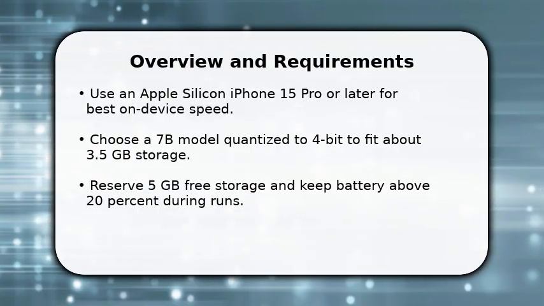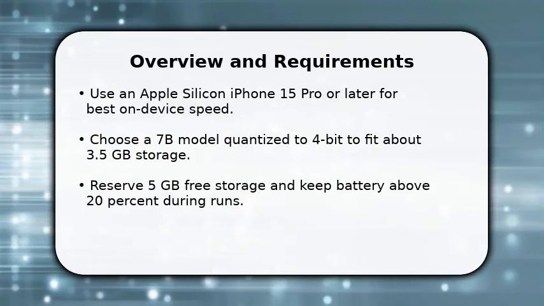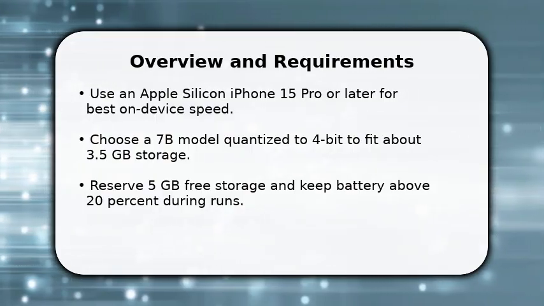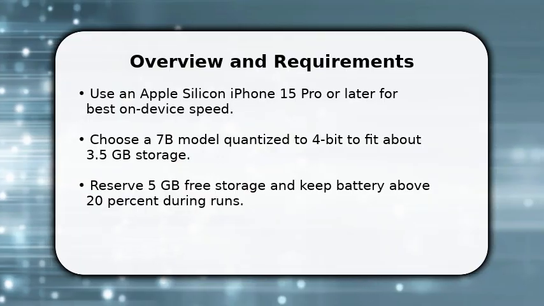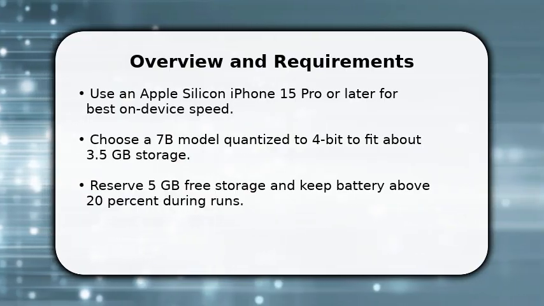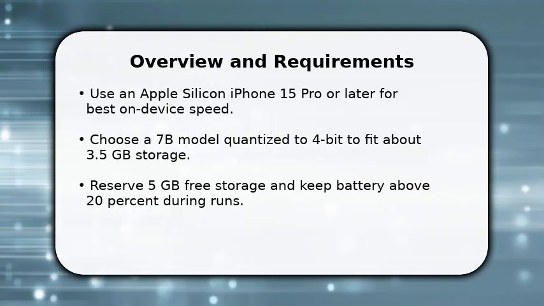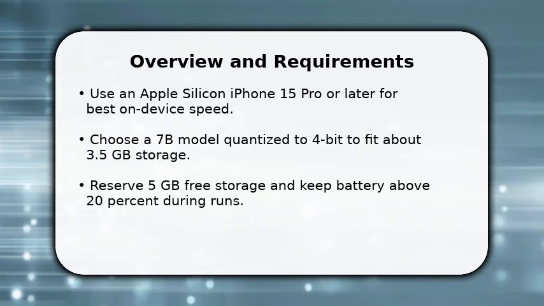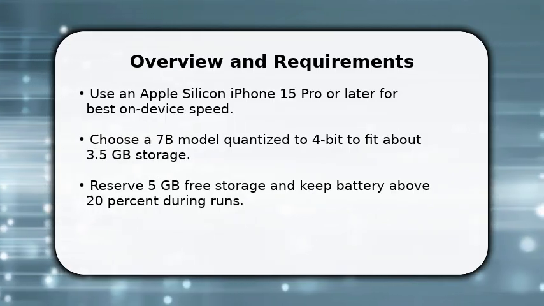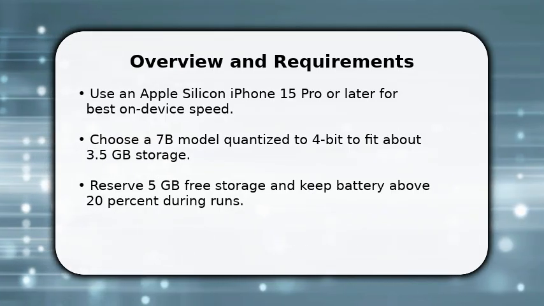This guide shows how to run a local LLM on your iPhone step by step. Use an Apple Silicon iPhone 15 Pro or later for best on-device speed. Choose a small model like a 7B parameter variant to balance capability and storage. Quantize the model to 4-bit to reduce size to about 5 GB.